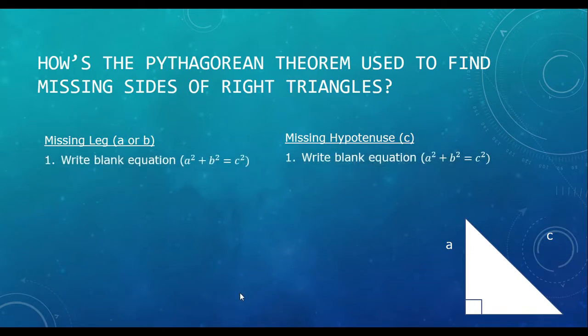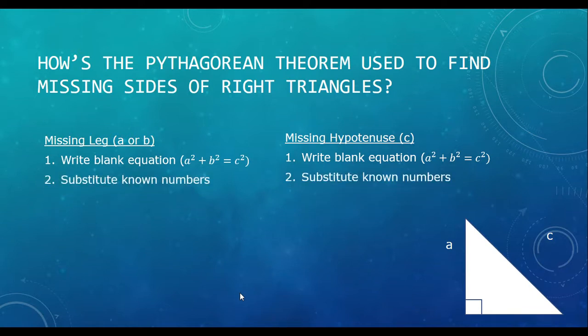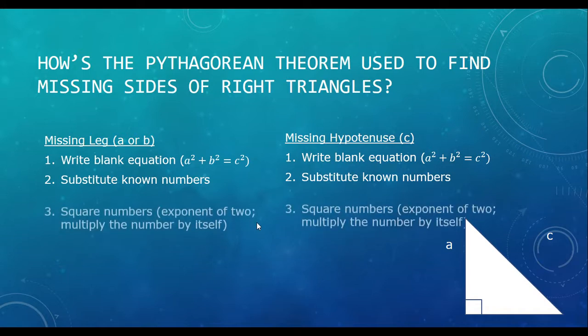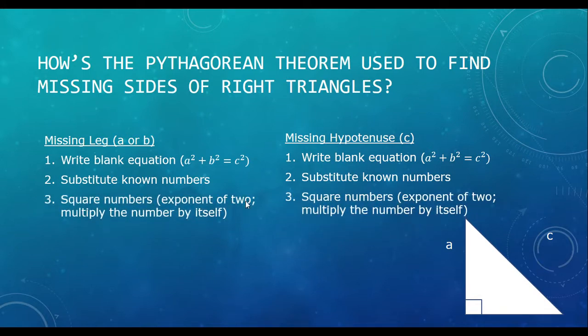Regardless, your first step should be to go ahead and write out the theorem and then substitute your known numbers, your known or given information. And your next step, no matter what, is going to be to square those numbers that you already have. So exponent 2. This next step is where your procedure differs. If you're solving for a missing leg, then you're going to subtract next. And if you're solving for a missing hypotenuse, you're going to add those two numbers.